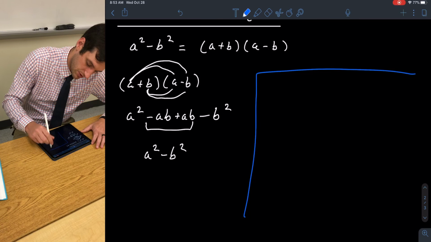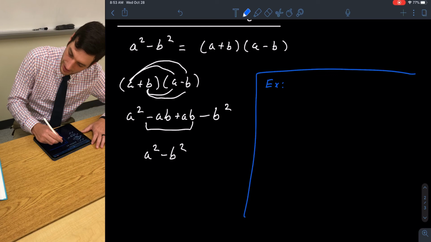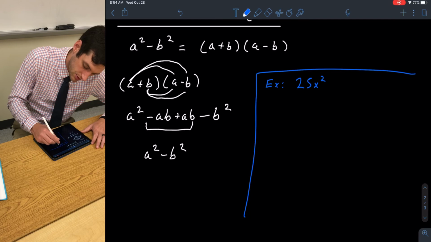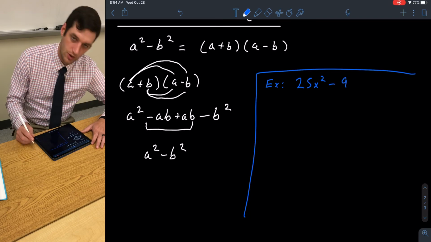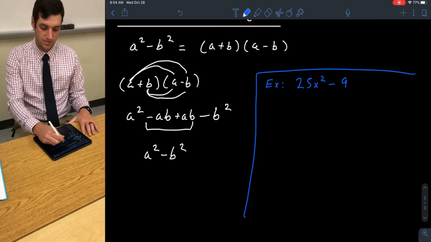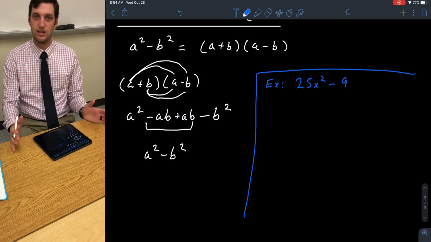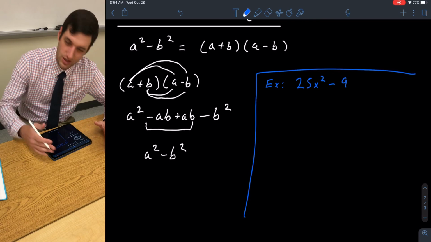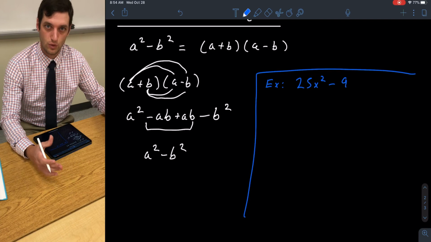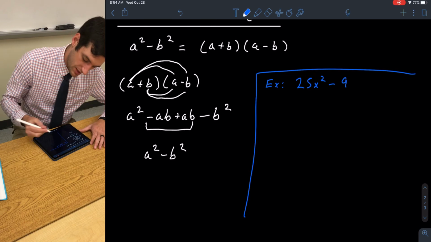Now, let's do an example really quick to show you how to use this. Let's say that I have 25x squared minus 9. In order for it to be a difference of squares, it has to be subtraction, and there has to be a square root of both terms. You have to have that, or it's not going to work cleanly. We could take a square root of both and it would work, but you're not going to get a rational answer.